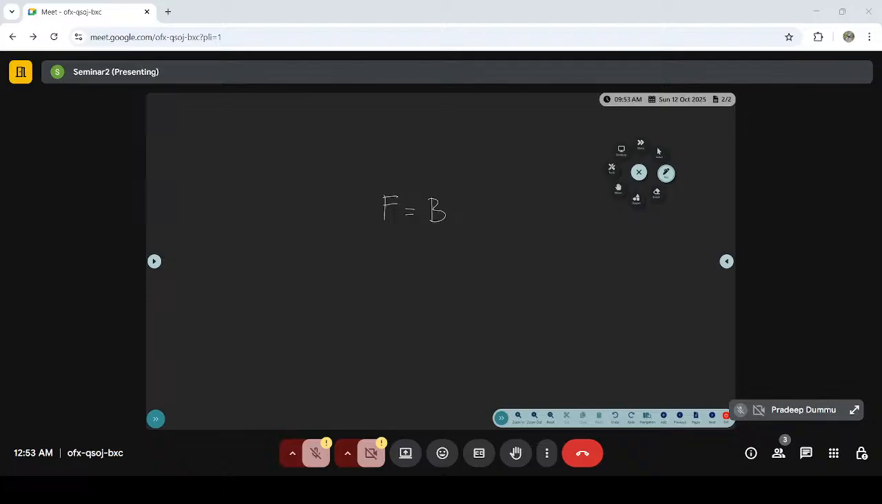Maximum flux density per area is known as flux density. Maximum flux. Next one. It depends on the current. How much current you are sending to the armature.